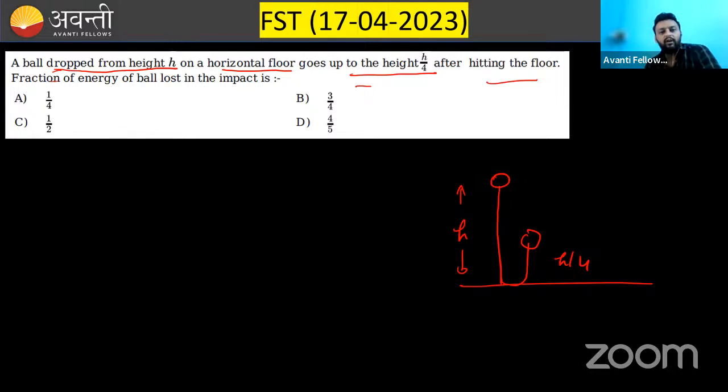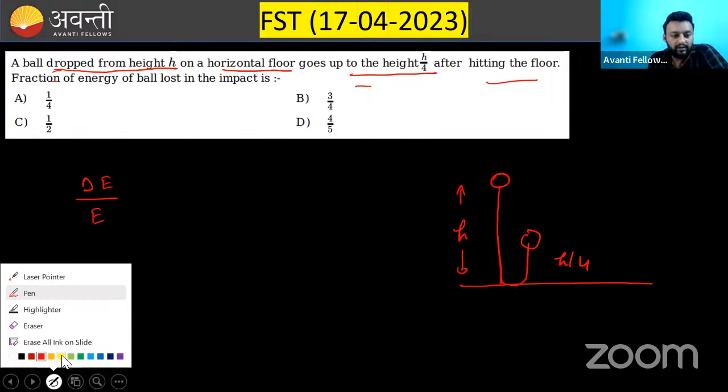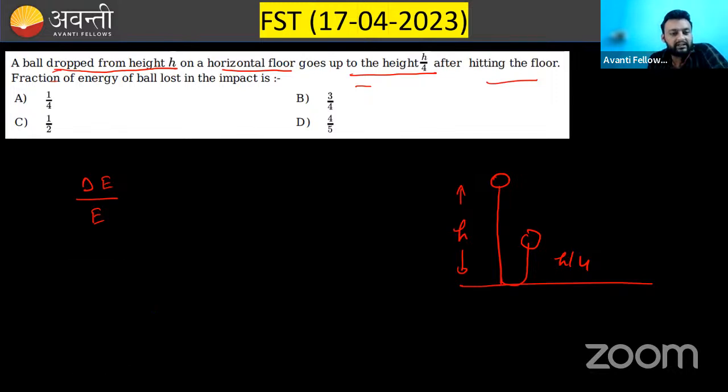Fraction of energy of ball lost in the impact. What is the meaning of fraction? So fraction, that means they are saying the change in energy divided by original energy. This is the fraction that we want to calculate. Delta E over E. So delta E is the change in the energy divided by the original energy.